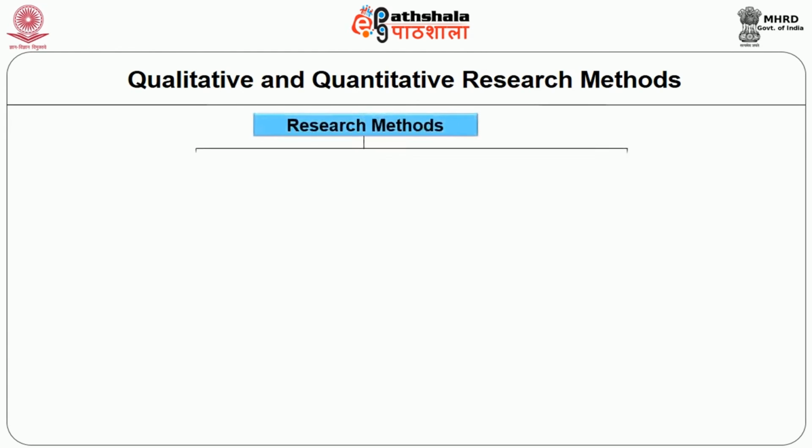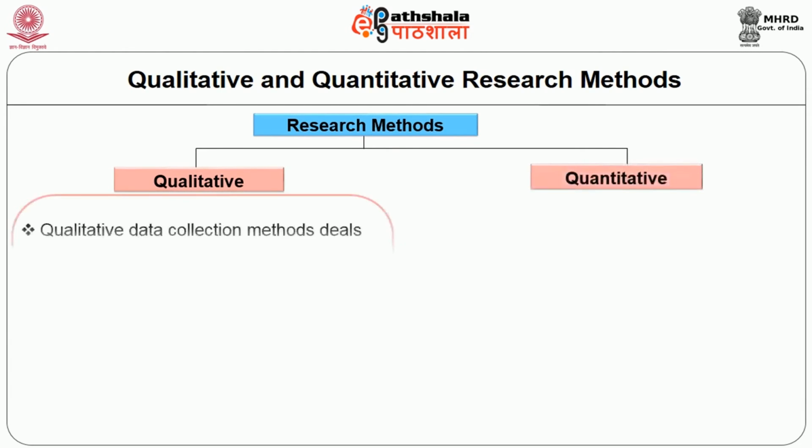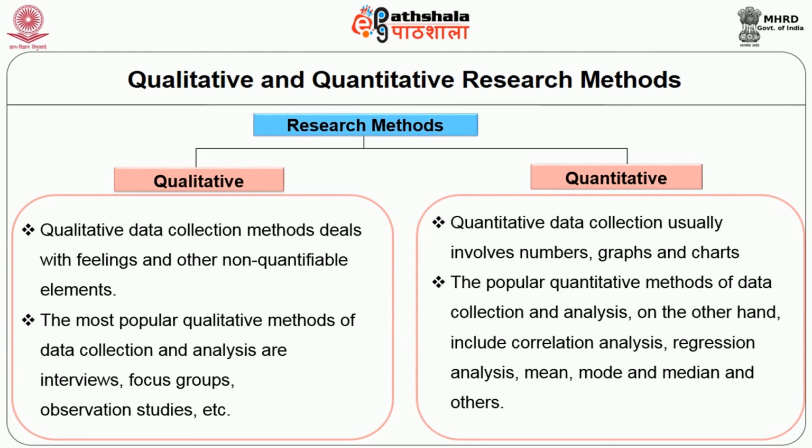We shall now look into the research methods. Research methods may be qualitative and quantitative. The quantitative data collection usually involves numbers, graphs, charts, whereas qualitative data collection methods deal with feelings and other non-quantitative elements. The most popular qualitative methods of data collection and analysis are interviews, focus groups, observation studies, and so on. Popular quantitative methods of data collection or analysis, on the other hand, include correlation analysis, regression analysis, mean, median, mode, and others.